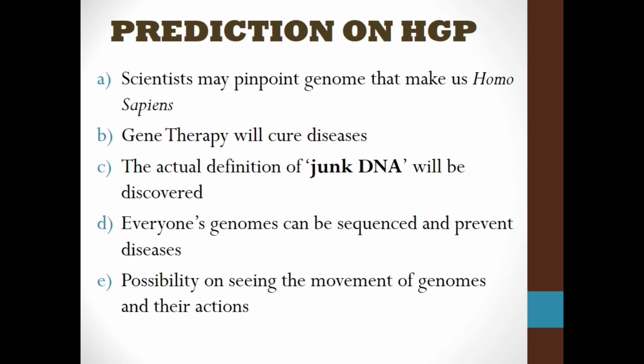Lastly, we will look into the predictions for the Human Genome Project. In the future, scientists may pinpoint the genome that makes us Homo sapiens, and we can hope that gene therapy will cure diseases. The third one is that the actual definition of junk DNA will be discovered. Next, everyone's genomes can be sequenced to prevent diseases. And the last one is the possibility of seeing the movement of genomes and their actions.